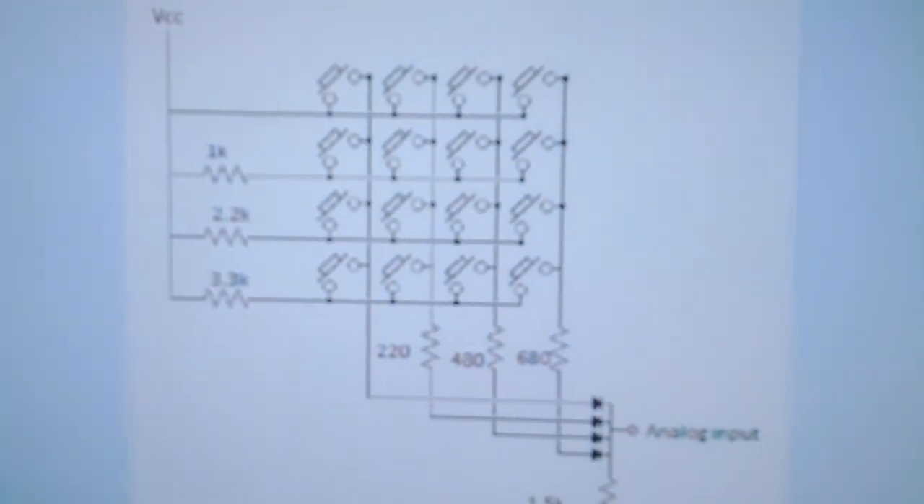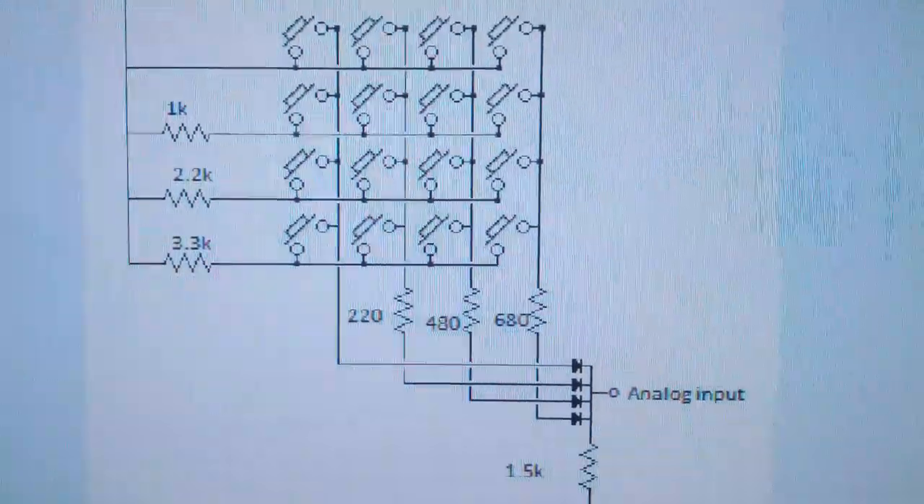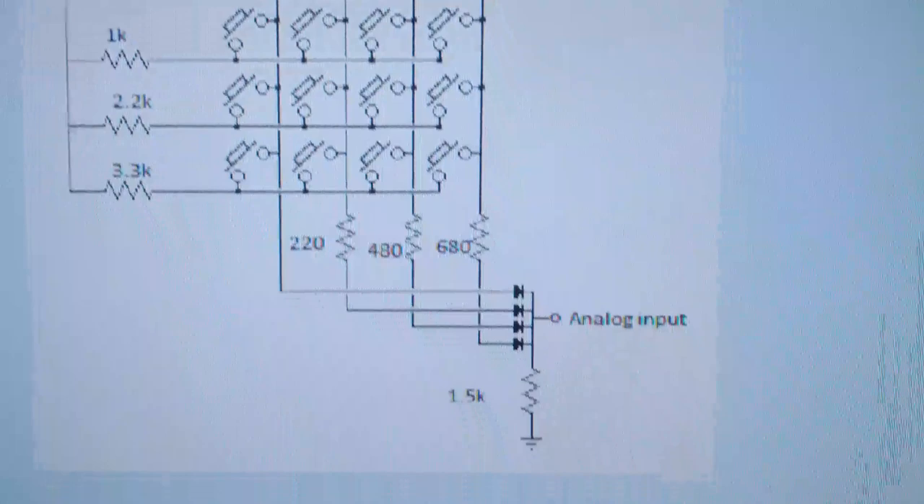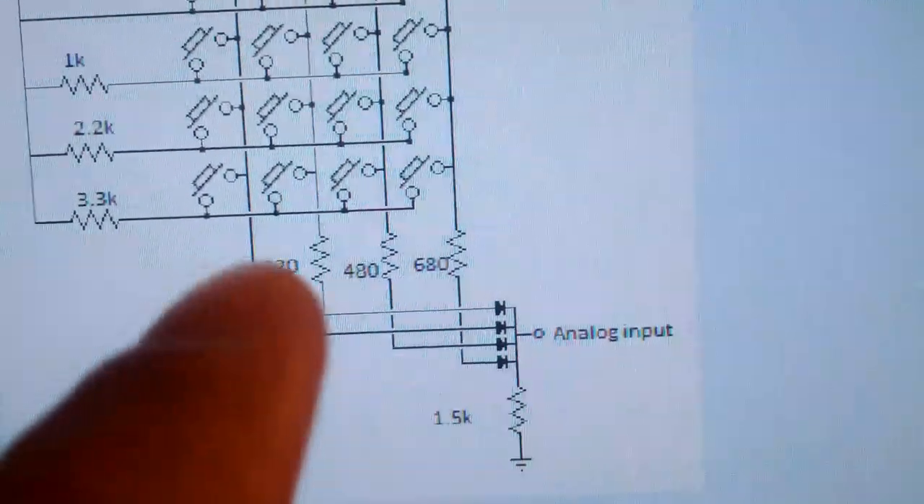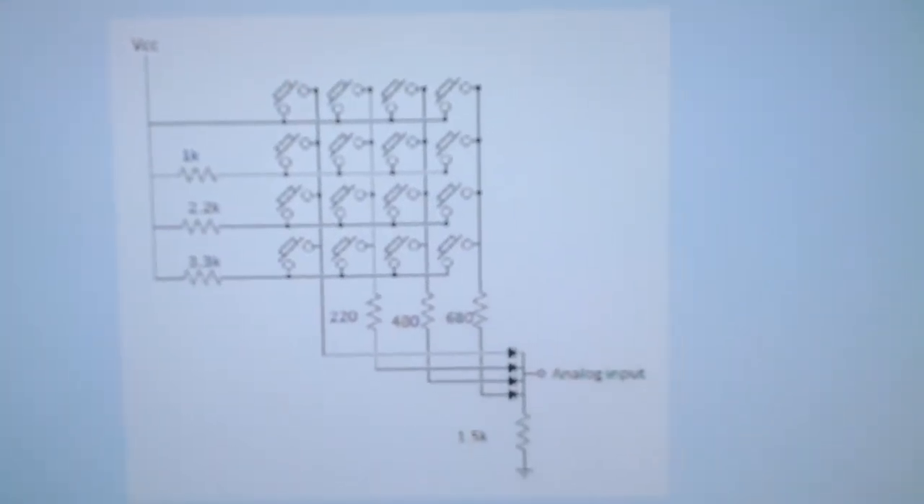As you can see in that circuit, I have a 1K, 2.2K, 3.3K, 220 ohm, 480 ohm, and 680 ohm resistors. And then I have another reference resistor down there, which is constant. So I have 4 diodes, and they all go to that one analog input. And I'll show you what the values look like in a moment.